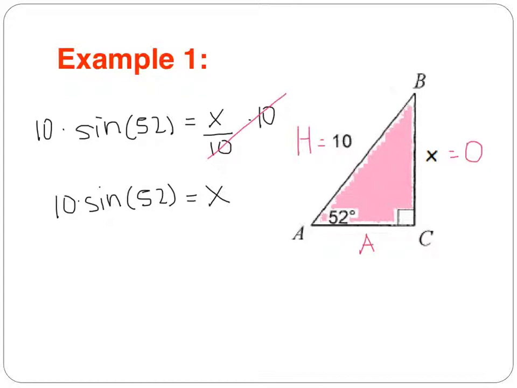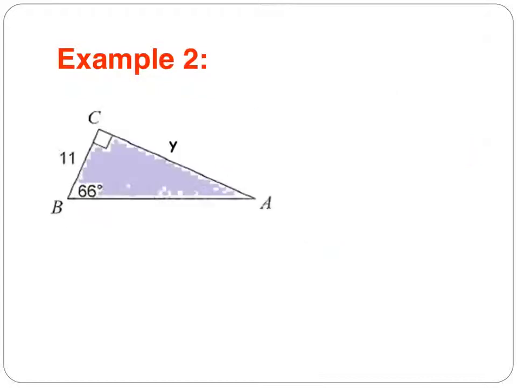And this time, I will give you some time to work on this. In example 2 here, your job is to go ahead and label the sides as our first step. Remember, we are working with this angle, 66 degrees. Let's go ahead and label it now.